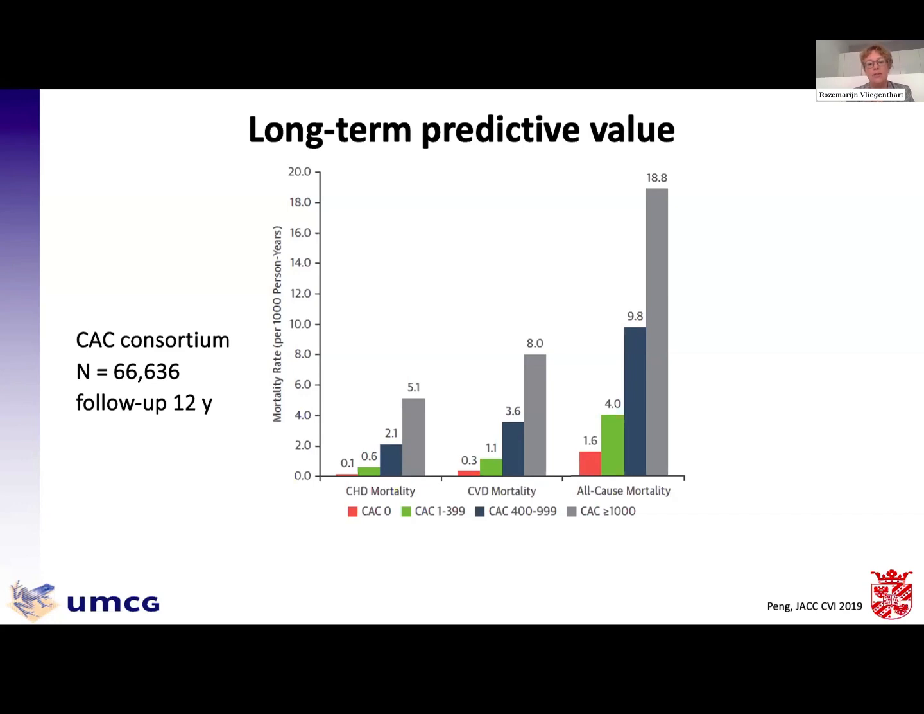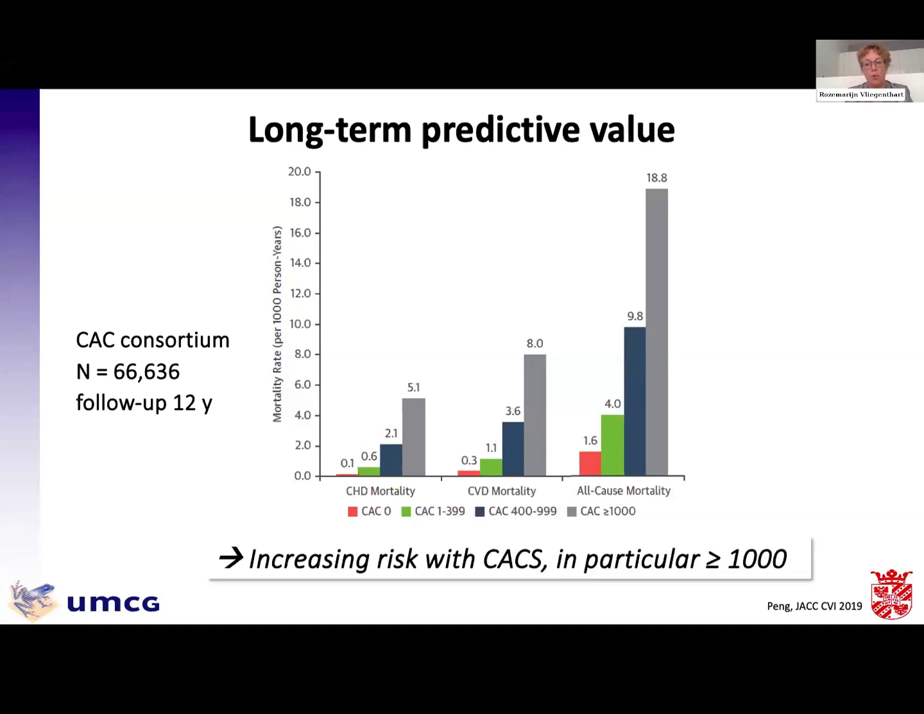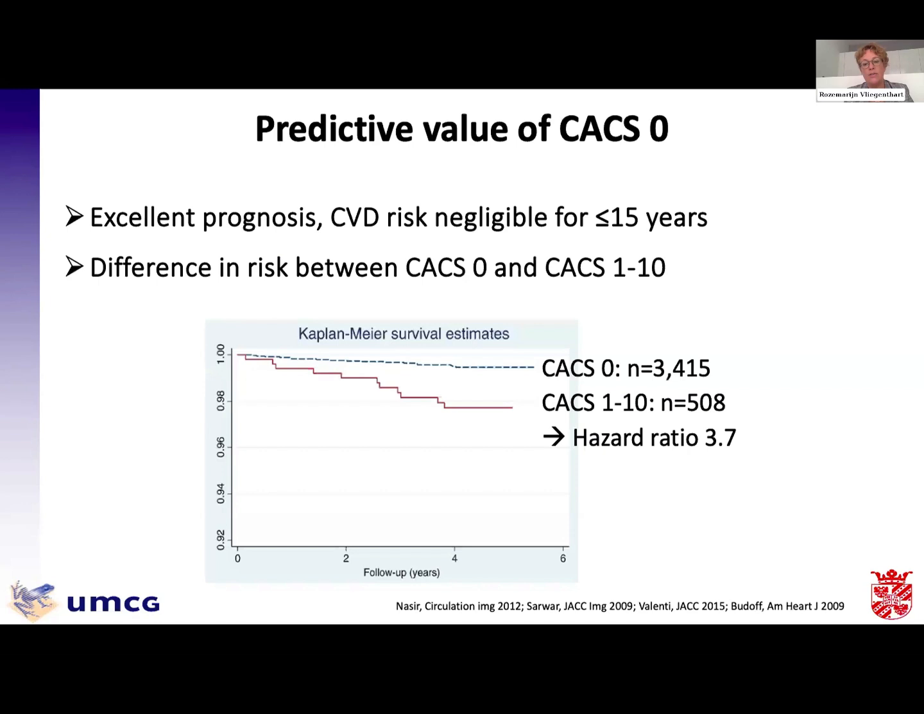And I think there are two really important things here. One is that the long-term risk of mortality is very low when you have a calcium score of 0. And you see a very strong relationship between the amount of calcium and the event rate, with quite high event rate in those who have a calcium score of 1,000 or more. So this calcium score of 0 is really important in clinical practice.